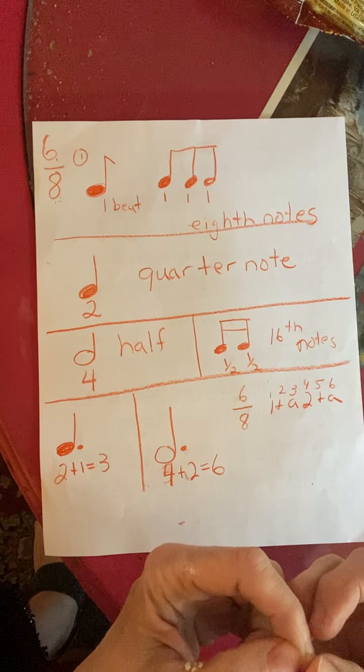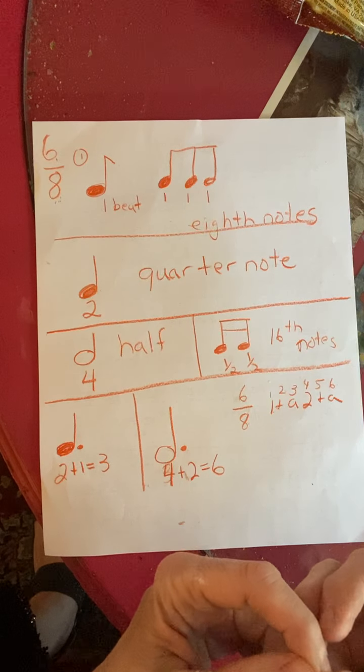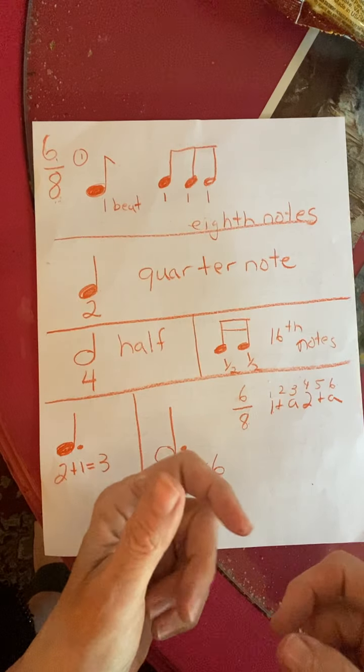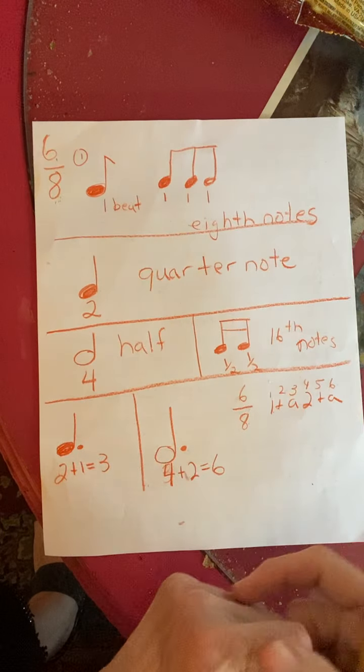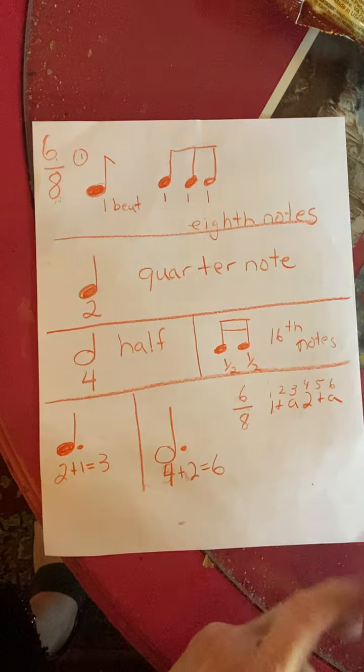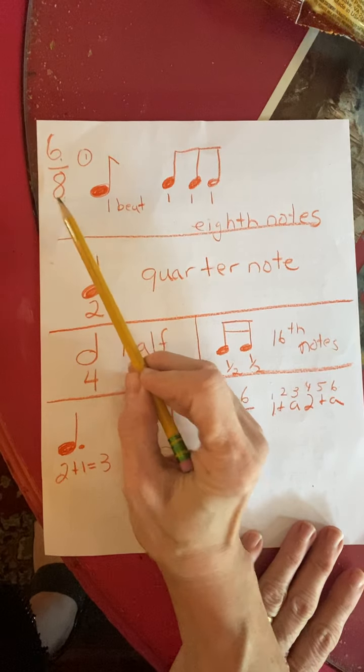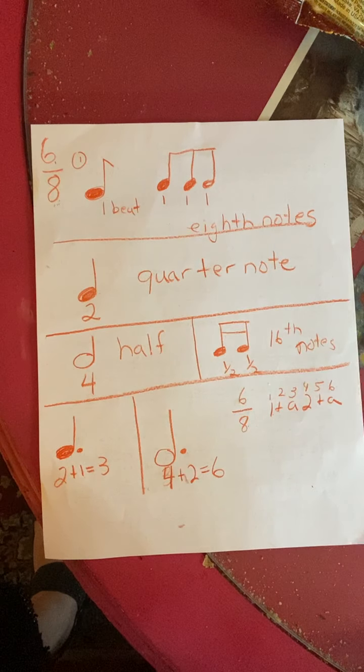This is not regular timing. This is unusual timing. 6/8 timing is unusual. You usually see 4 on the bottom. You see 4/4 or 3/4, sometimes 2/4. But this tells you that a quarter note does not get one beat anymore. And you're used to seeing the quarter note get one beat.